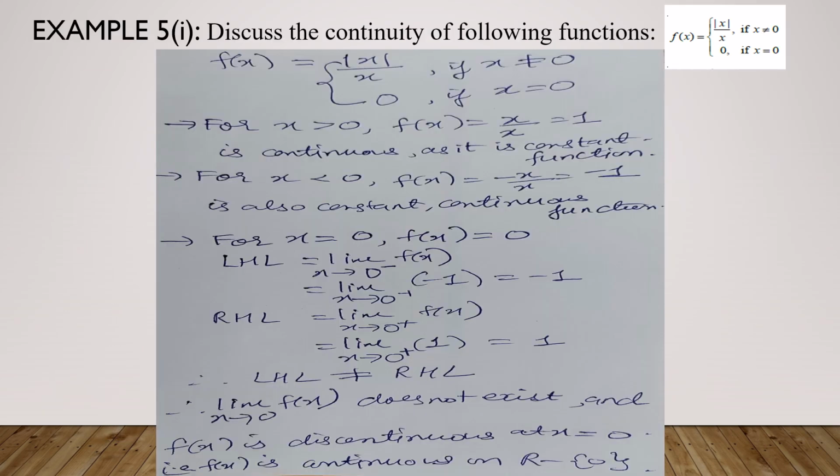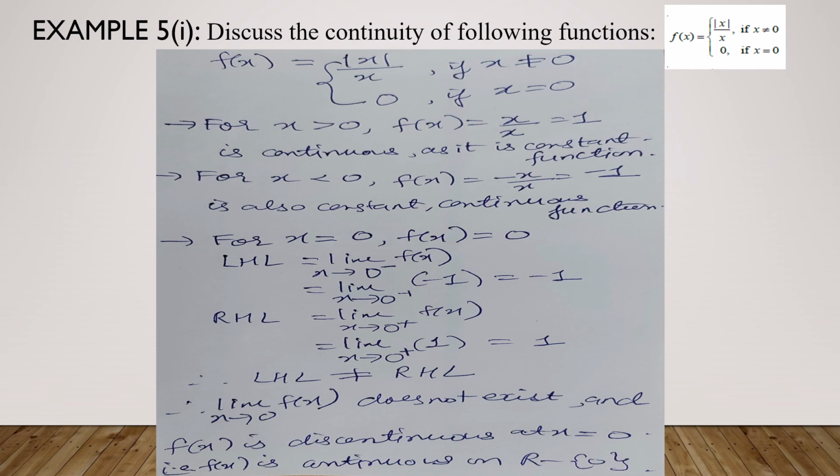Discuss the continuity of the function f(x) is equal to mod x by x if x is not equal to 0, is equal to 0 if x equal to 0. Now first of all, you know that the mod function, mod of x is equal to x if x is greater than 0, and mod x is equal to minus x if x is less than 0. For example, mod of 2 is 2, but mod of minus 2 is minus of minus 2, which is 2. So two cases, for x greater than 0, f(x) is equal to x upon x, which is 1. And for x less than 0, mod x will be minus x, so f(x) will be minus x upon x, which is minus 1.